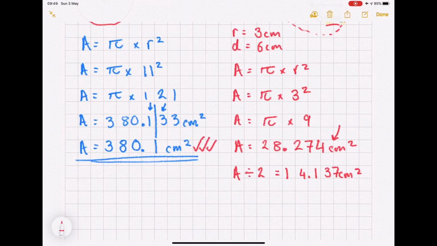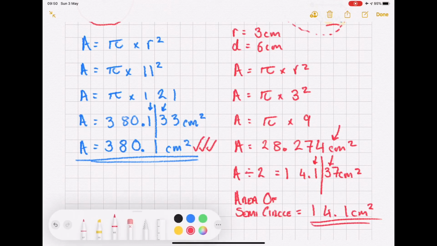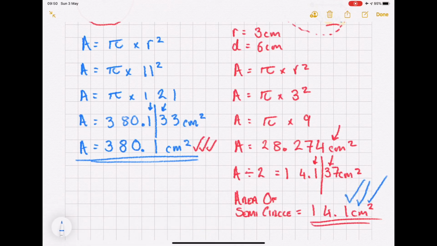Let's take that to one decimal place, so we cut it off there. We see, is this number 5 or larger? No, it's not, so this number stays the same. So area of semicircle equals 14.1 centimetres squared. And that's our final answer. If you manage to come to that, that is fantastic. Well done. Give yourself some ticks.